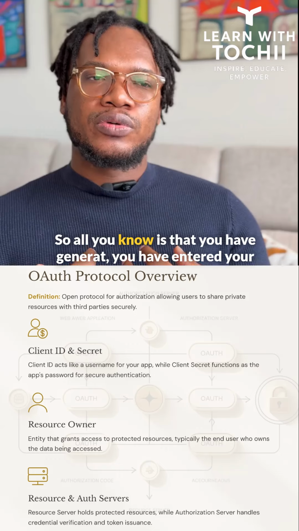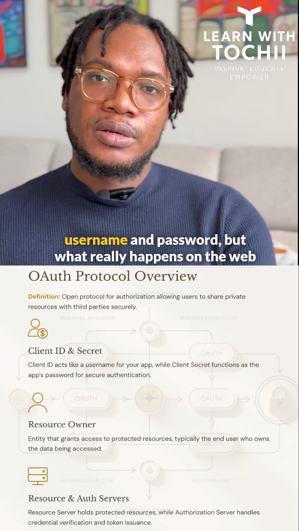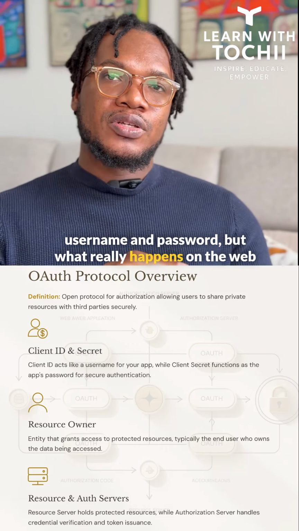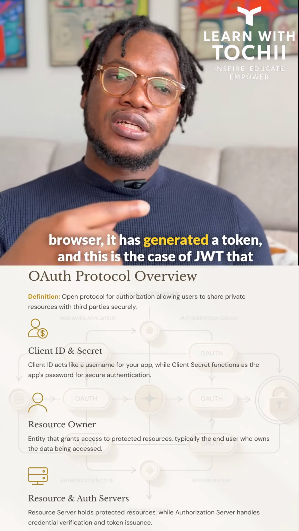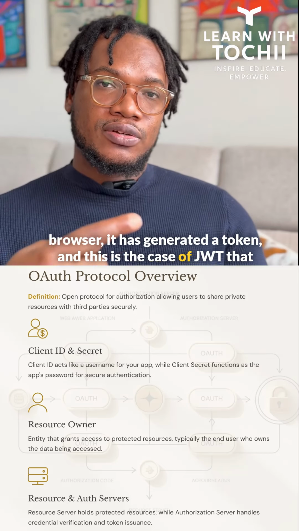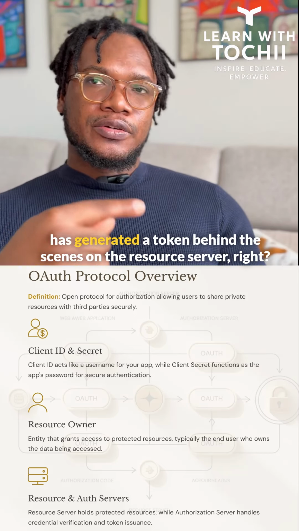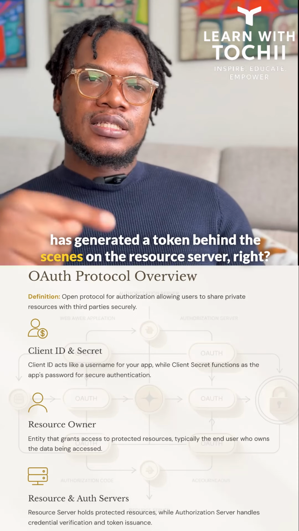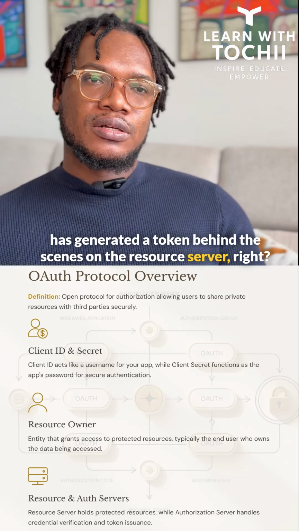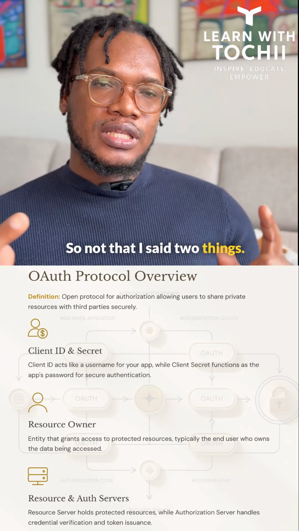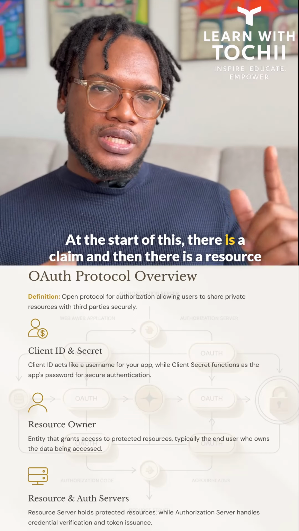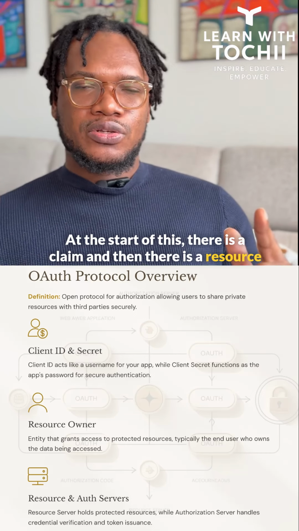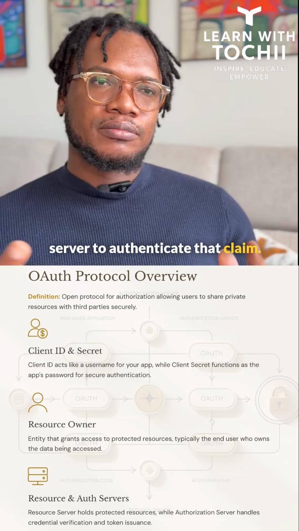So all you know is that you have entered your username and password. But what really happens on the web browser is that it has generated a token, and this is the case of JWT. It has generated a token behind the scenes on the resource server, right? So note that I said two things at the start of this. There is a claim, and then there is a resource server to authenticate that claim.